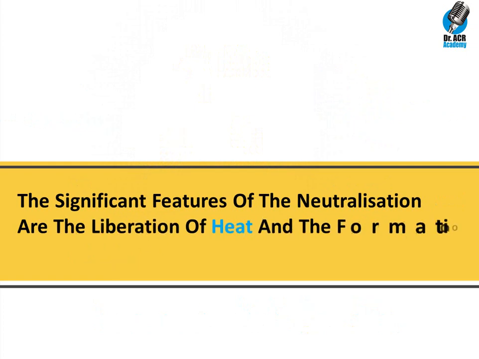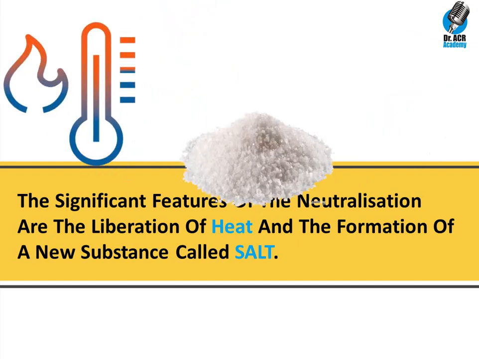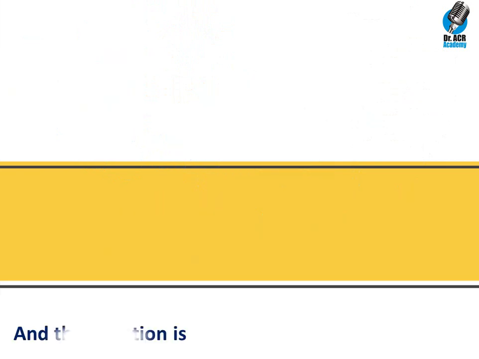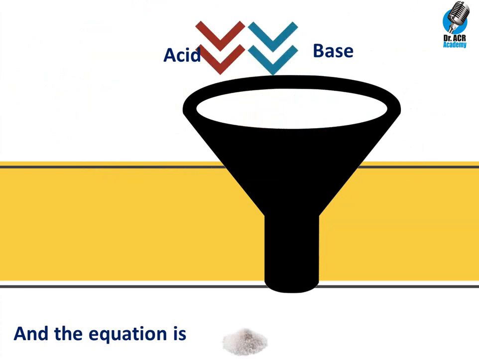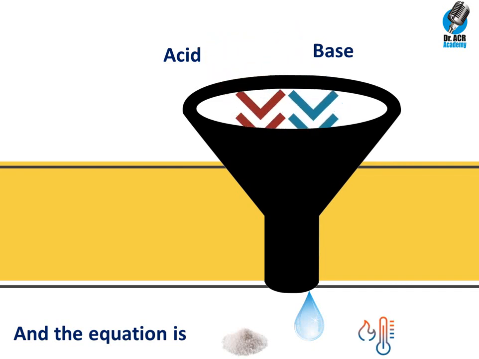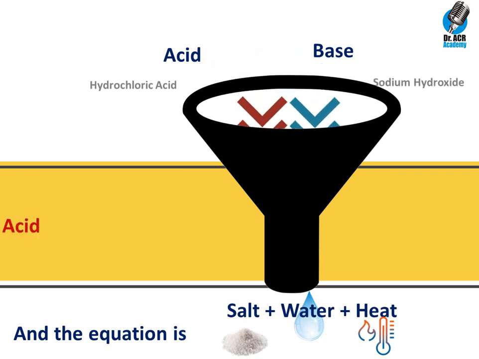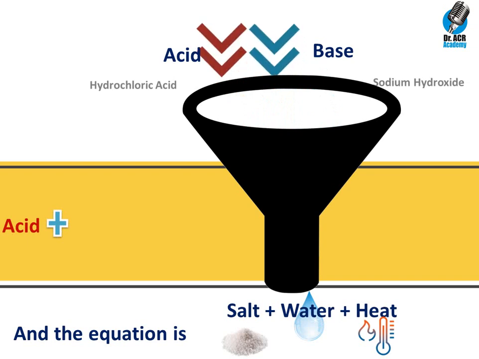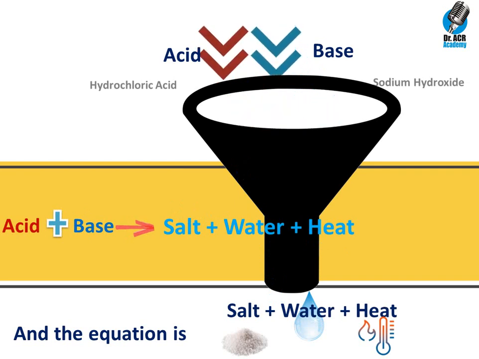The significant features of neutralization are liberation of heat and the formation of a new substance called salt. And the equation is acid plus base, when mixed together, gives us salt, water and heat. The equation is acid plus base is equal to salt plus water plus heat.